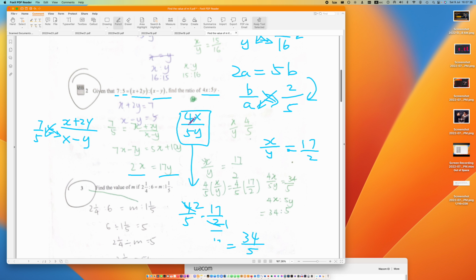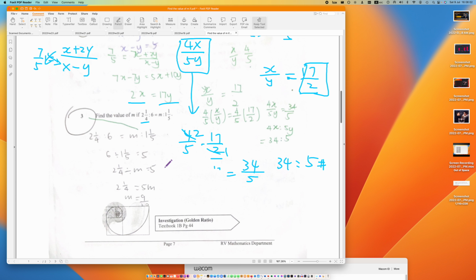If they want you to find the ratio, because they want a ratio, the ratio means 34/5. So it really depends on what the question wants. If they want it in ratio, you need to express it in ratio format. If not, you just express it in fraction format. Make sense? Then the last one is also very simple.